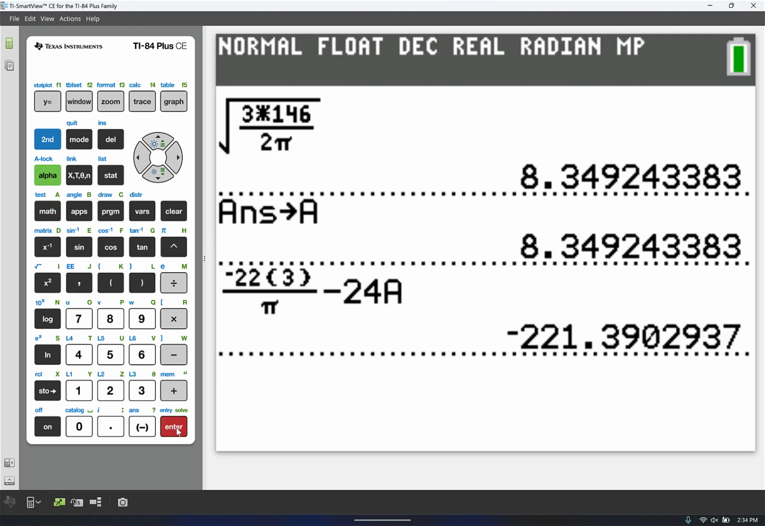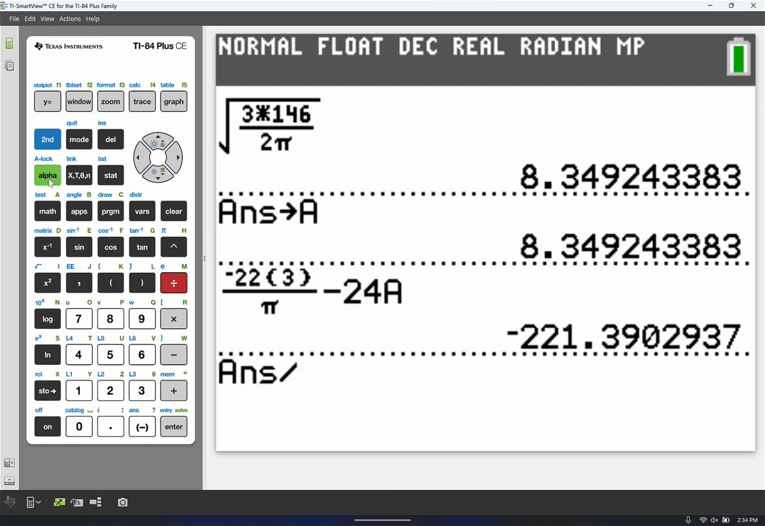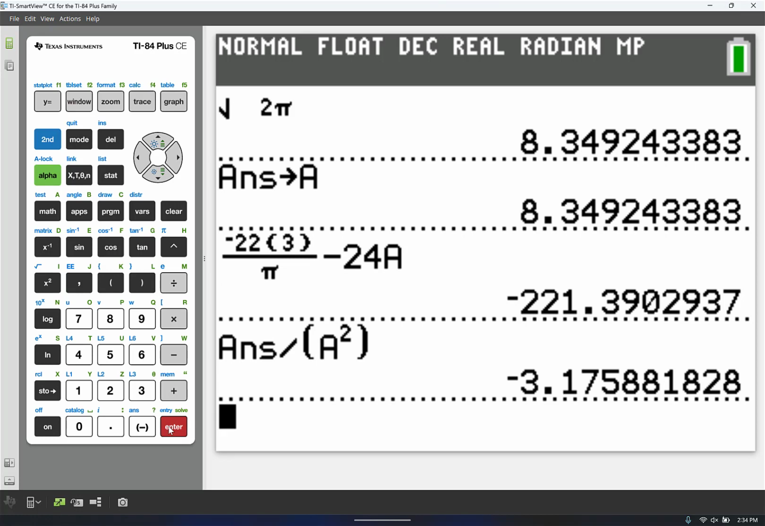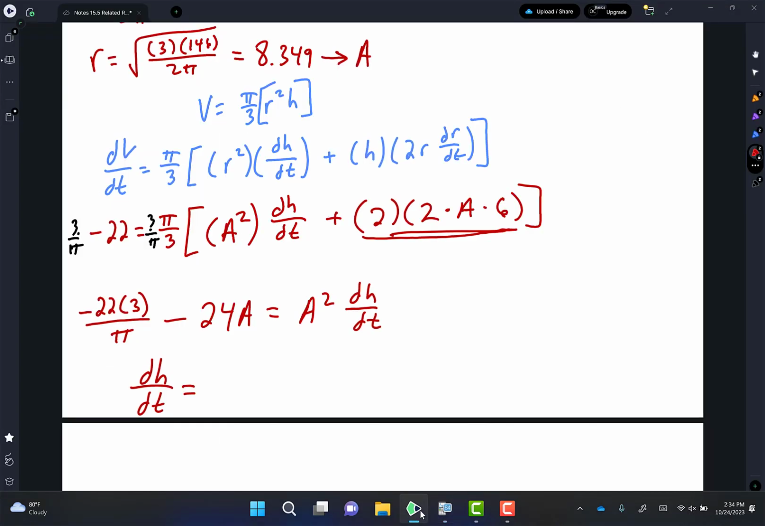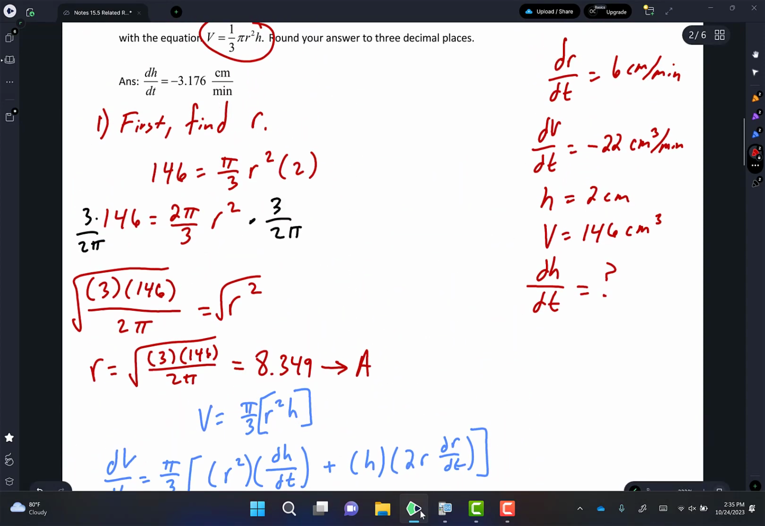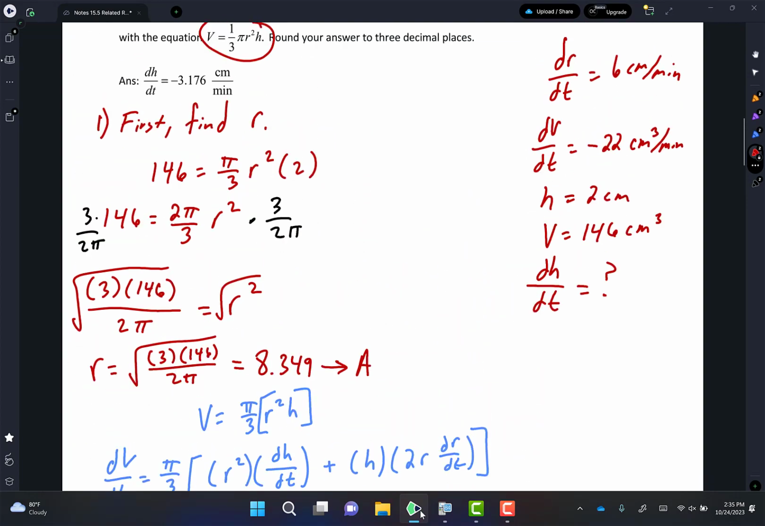See that answer? What do you think I'm going to divide that by? A squared. I'm going to put it in parentheses just in case I get an error. Put the a squared inside like that, and then close it, and then enter. Is that what it says for the answer? There it is. Negative 3.17588. Yep. Good job.